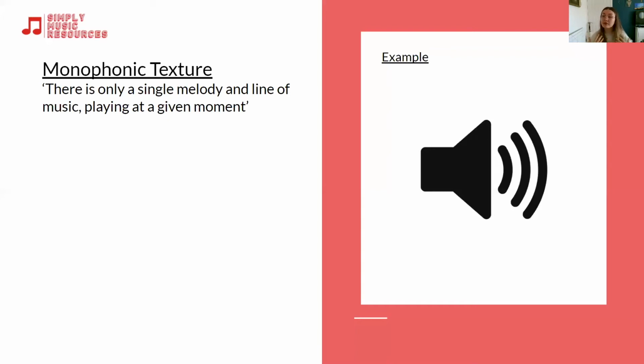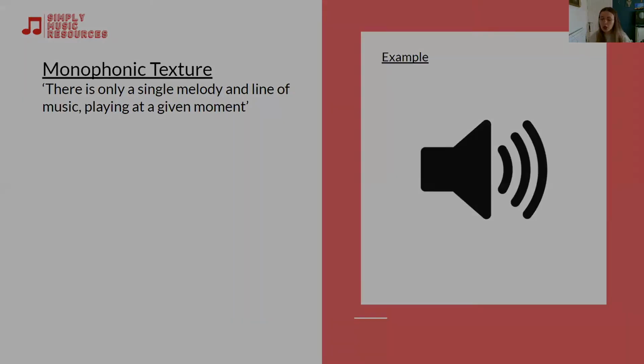If you are a vocalist, you will sing a melody line with no accompanying parts supporting the melody. So it's a solo piece. Or if you are a bassist, you'll play a bass line and just a bass line only. Okay, so that's what a monophonic texture is. One single melody and line of music playing at any given moment.